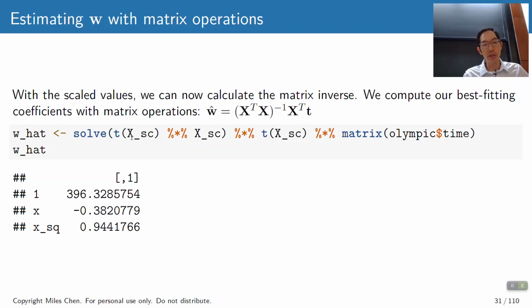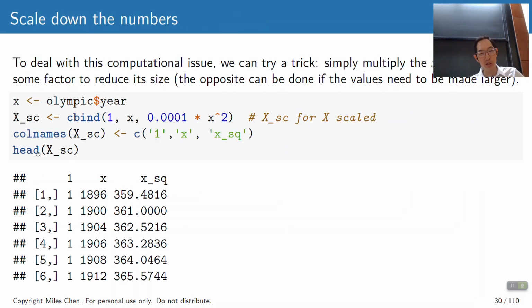And so I can just say take this. Do X transpose X inverse, X transpose, and times T. So I called this matrix X scaled to say this third column has been scaled by dividing by 10,000 or multiplying by 0.0001.